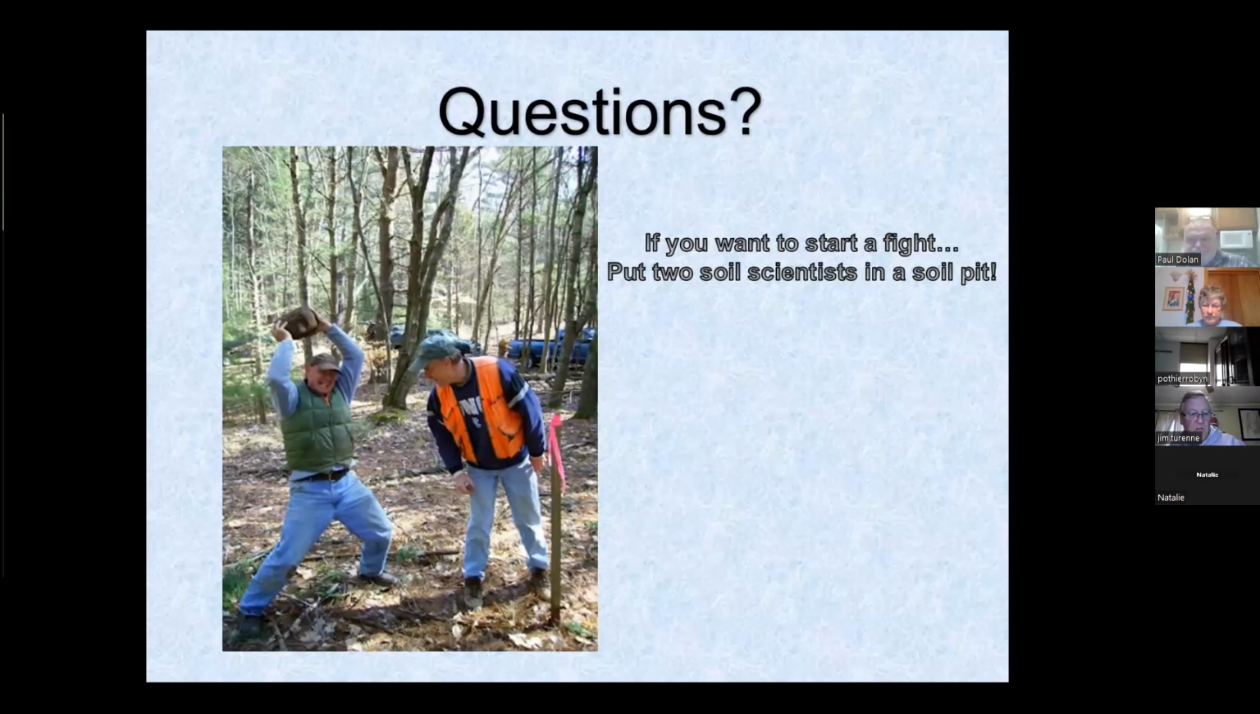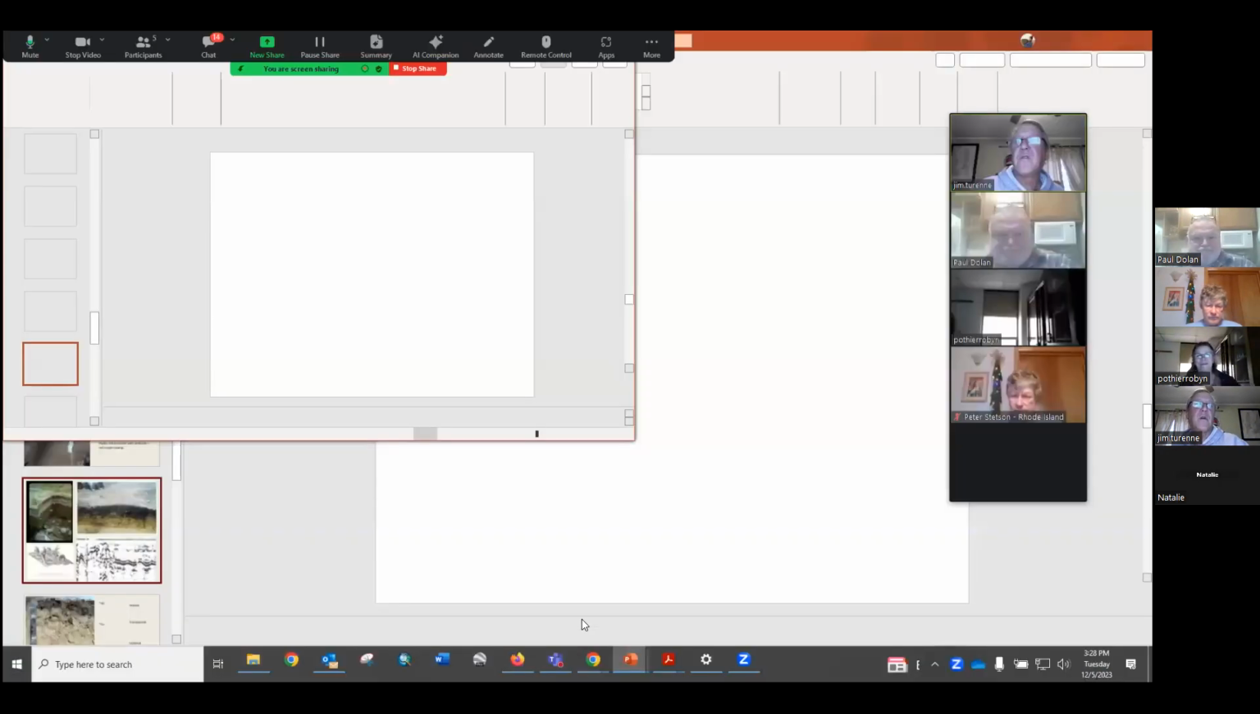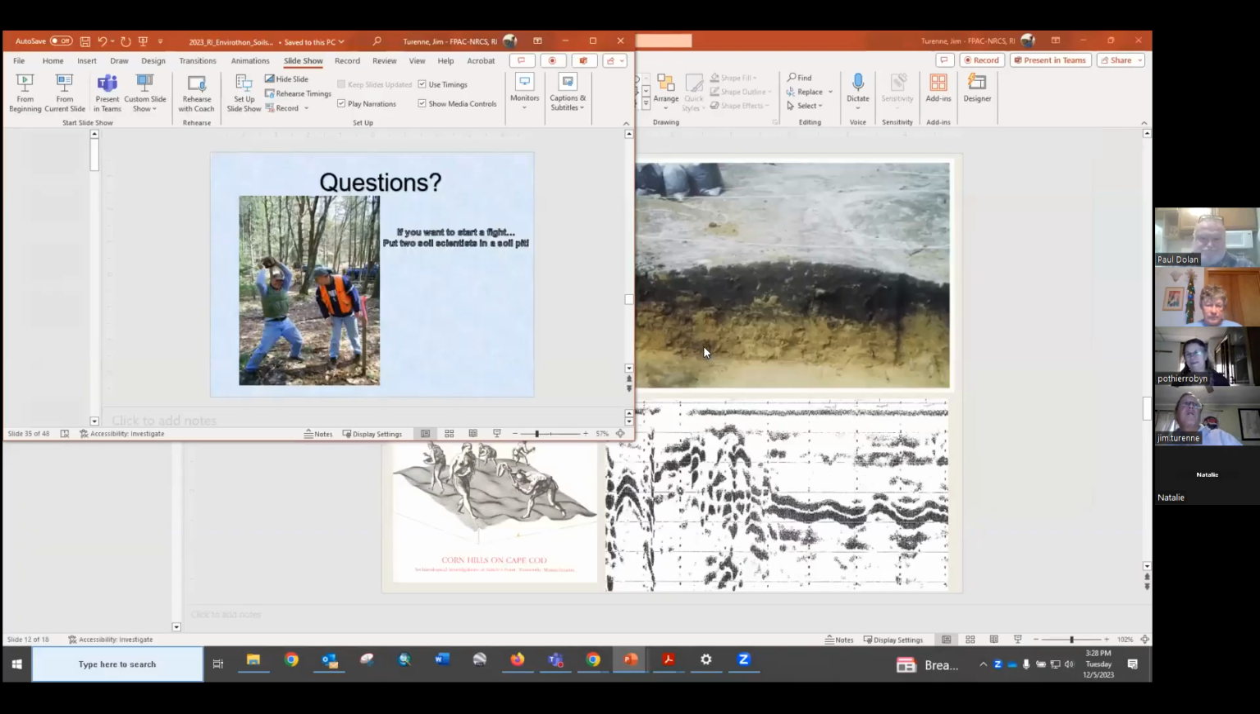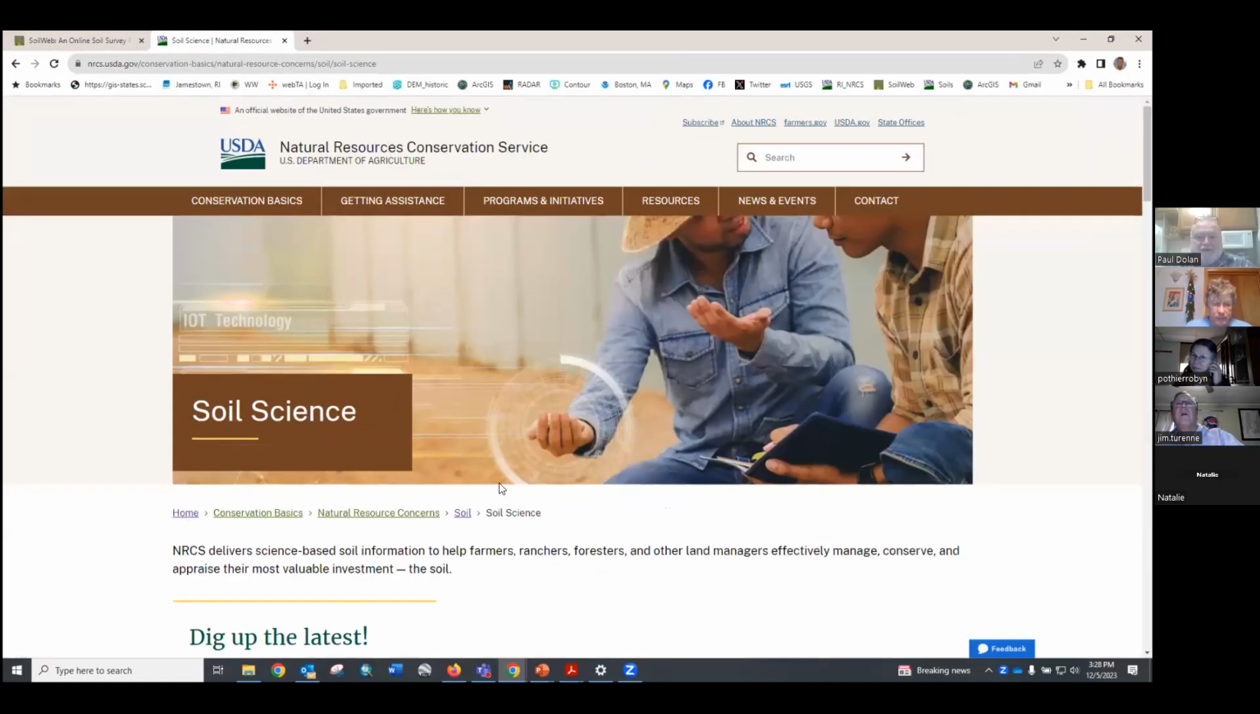Any questions, or I can show quickly where to get soils data from. Oh, if I can figure out how to get this to work. Can you see this screen? Can you see this? Yeah. All right.